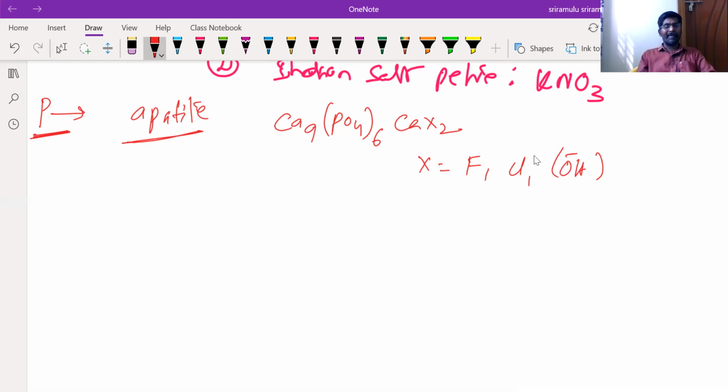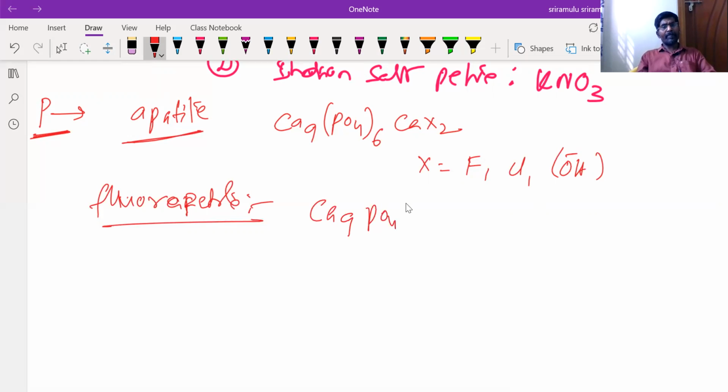So we have fluoroapatite and hydroxyapatite compounds. Fluoroapatite family: calcium 9 atoms, PO4 taken 6 times, and CaF2. Ca9(PO4)6 and CaF2. So this is the fluoroapatite compound.